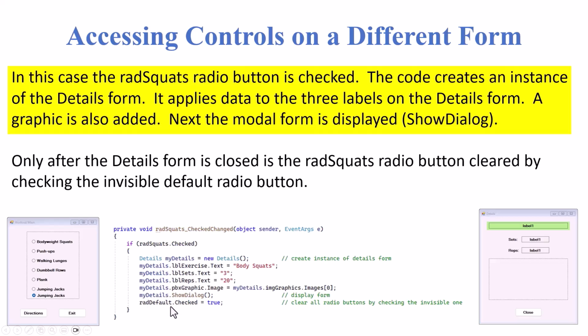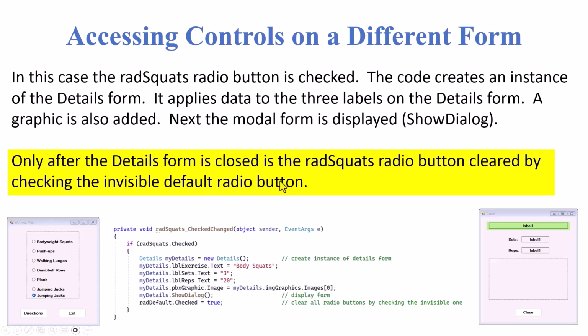Now, this particular line of code right here, radio default check is true, is not going to execute until we click the close button on here. So basically, this radio button will stay lit up. It'll be behind the details form. We won't see it. But as soon as you close the details form, this radio button will get checked, and it's invisible, so you won't see it. It's our default button. So what you'll see is a screen with blank radio buttons on it, allowing the user to pick something else if they want. So that's really what we're talking about. Only after the details form is closed is the radio squats radio button cleared by checking the invisible default button on there.